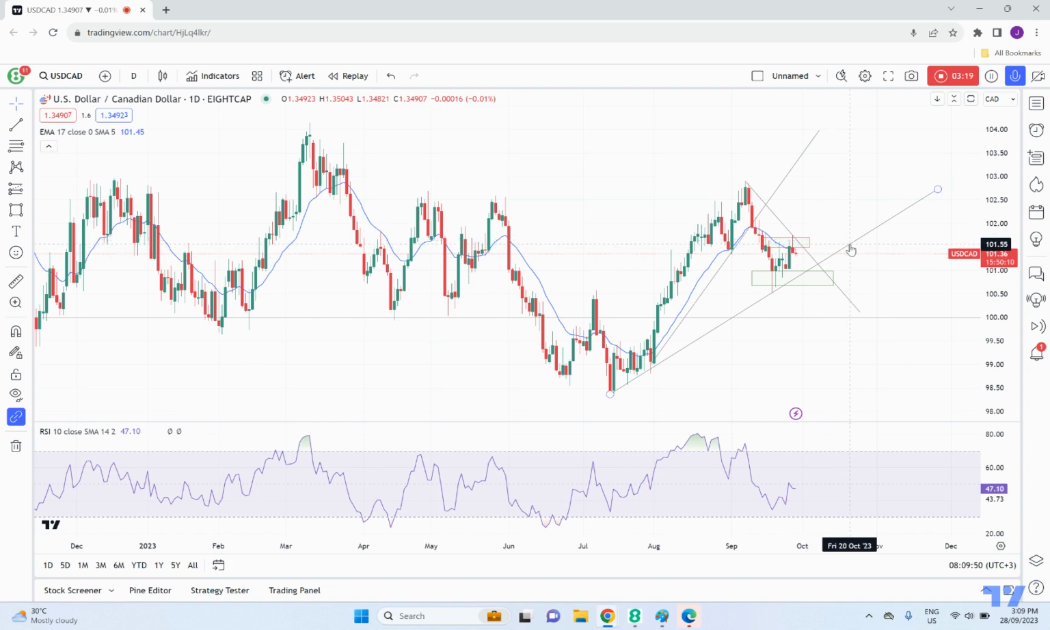That is the resistance we're watching. That is the demand and support we're watching if reached. But the real interesting bit is, is it going to get down here again, or are we going to see another test of this point here?